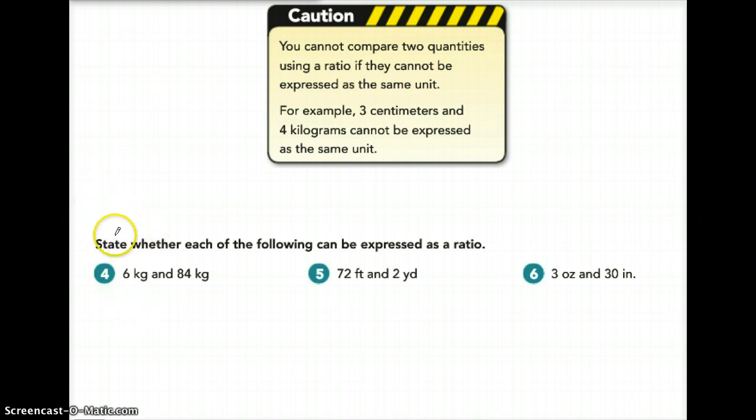So let's try this. Try it on your own first. Pause it. State whether each of the following can be expressed as a ratio. Please pause this video and try it on your own first. So let's see what you got.